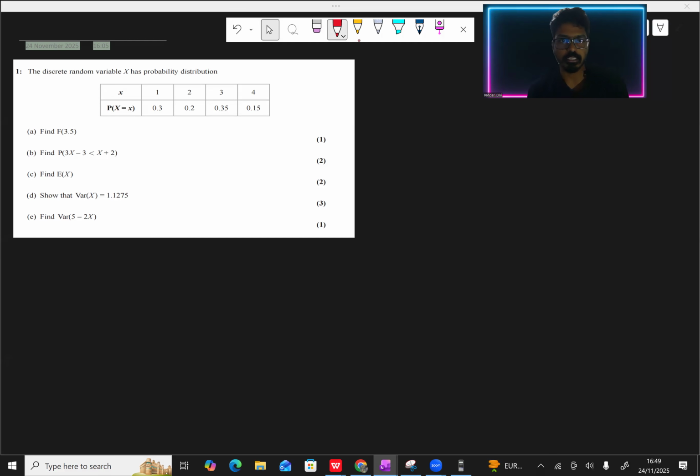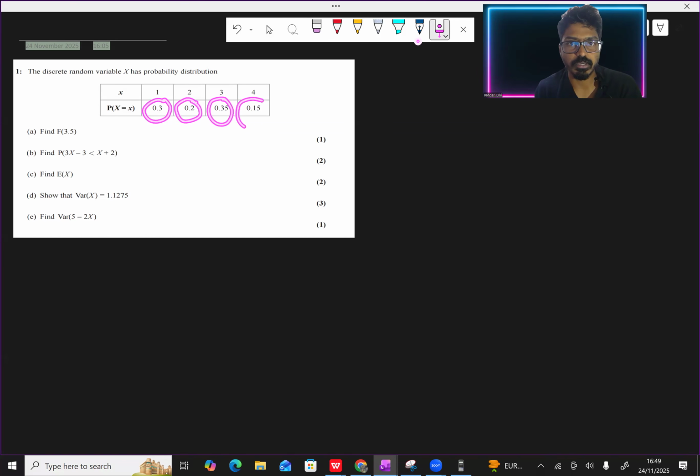So here it is given the probability distribution, which is x equal to 1, 2, 3, 4, and then the probability of x is 0.3, 0.2, 0.35, 0.15. So these are the probabilities for the given discrete random variable, which is x.